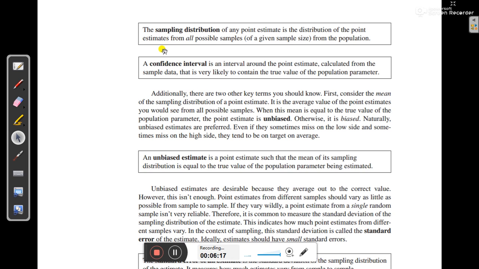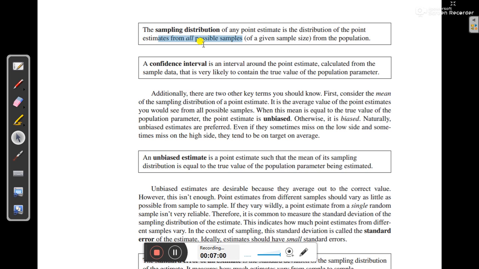And sampling distribution. The sampling distribution of any estimate is the distribution of the point estimates from all possible samples. There might be lots of other samples with different sample sizes from the population, and for every sample there might be values coming out as point estimates, and those estimates can be put in a distribution, and that distribution will be the sampling distribution. And what is a confidence interval? It is an interval around the point estimate calculated from the sample data, and that is very likely to contain the true value of the population parameter.